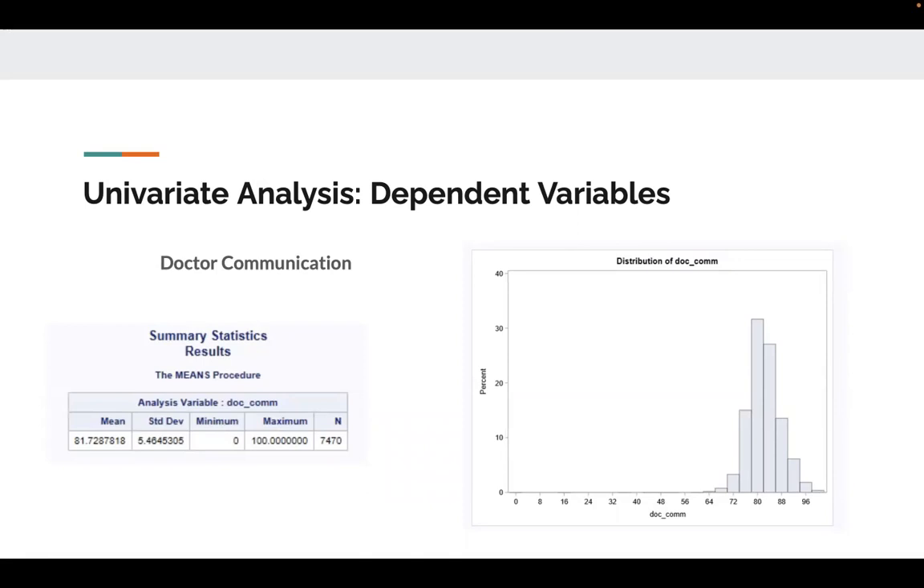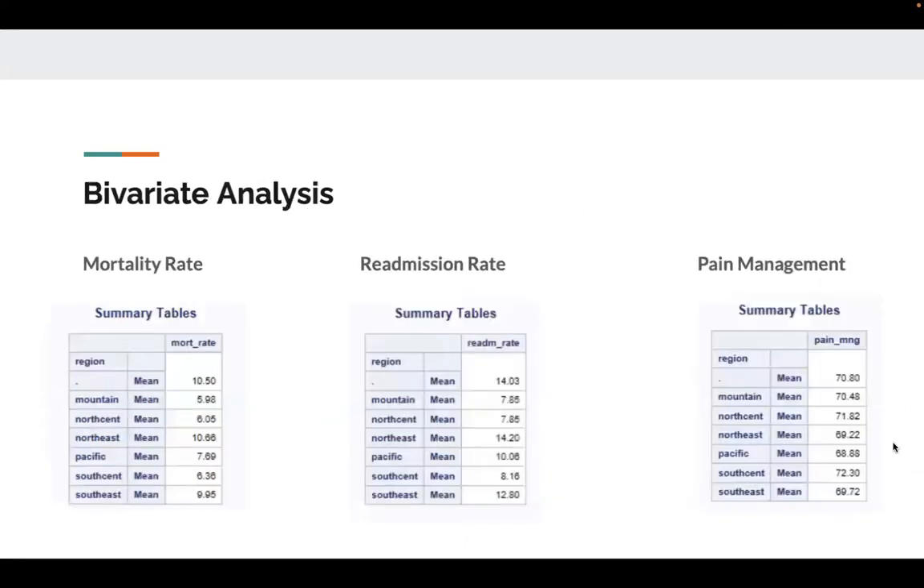My hypothesis is that the data sets for the regions that are more rural locations are going to have lower ratings, lower recommendations, and a much higher readmission rate and mortality rate. Moving on to our bivariate analysis for all of our dependent variables, you can see for our mortality rate, Northeastern region has our highest mortality rate and the Mountain region has the lowest.